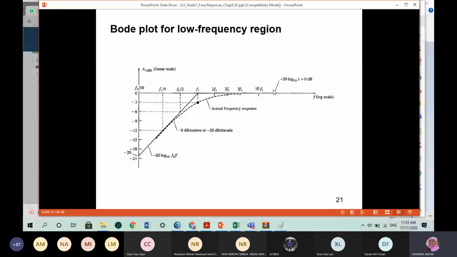In that way, instead of using logarithmic to the base of 10, we can also use logarithmic to the base of 2, or we call it octave. So 6 dB you can represent as 6 dB per octave, which is equivalent to 20 dB per decade. Decade means your base logarithmic function is 10, whereas octave base is base of 2.